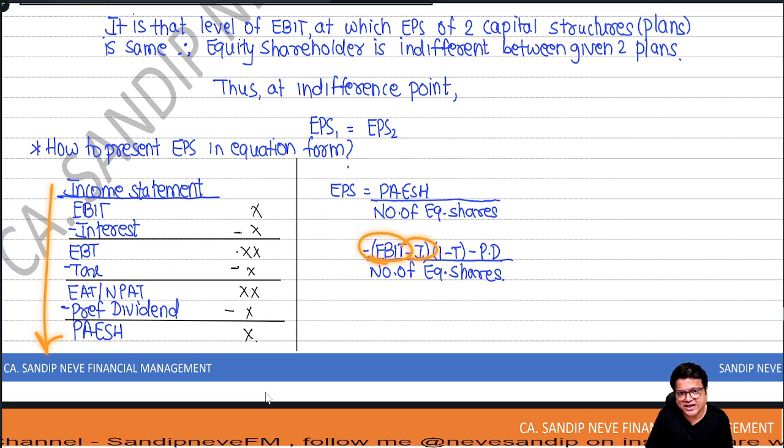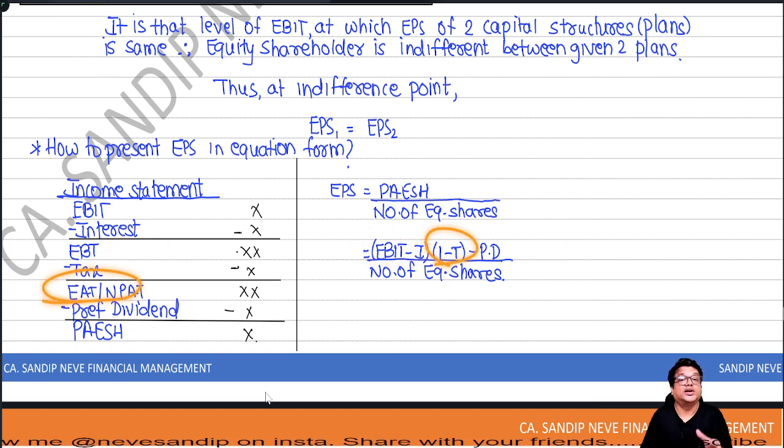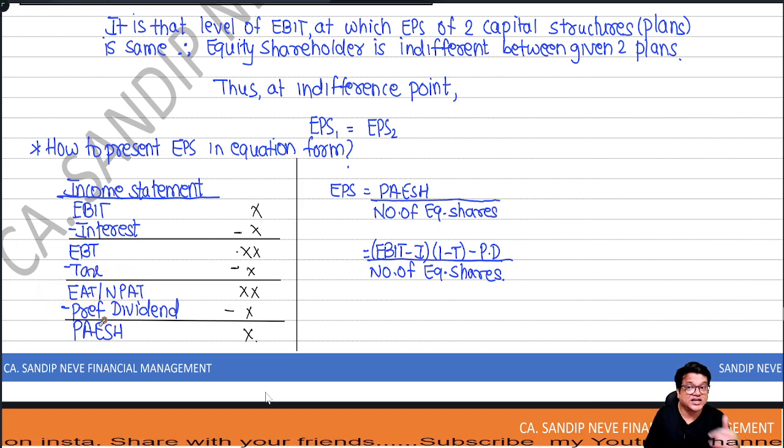From EBIT, I deduct interest. EBIT minus interest gives EBT. EBT into 1 minus tax. We discussed this in the previous chapter: take any pre-tax value, multiply by 1 minus tax, and it becomes post-tax. So EBIT minus I gives me EBT, into 1 minus tax gives me EAT, minus preference dividend gives me PAESH, and PAESH divided by the number of equity shares.